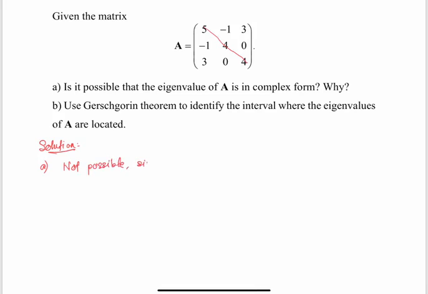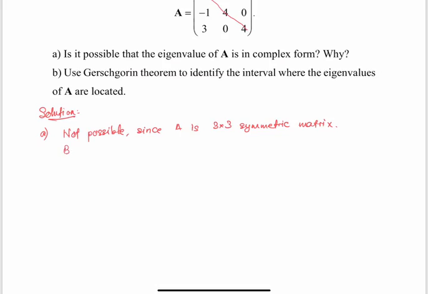Since A is a 3 by 3 symmetric matrix, and by the theorem, if A is an n by n symmetric matrix, then all eigenvalues of A are real numbers.